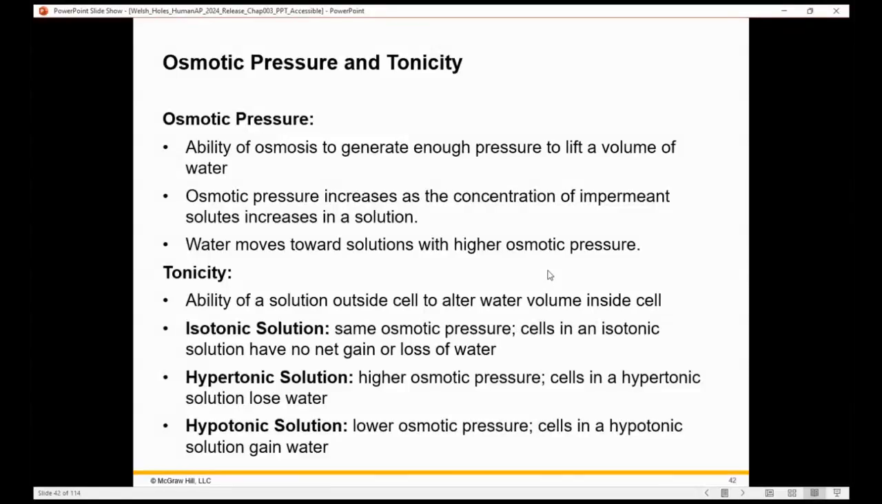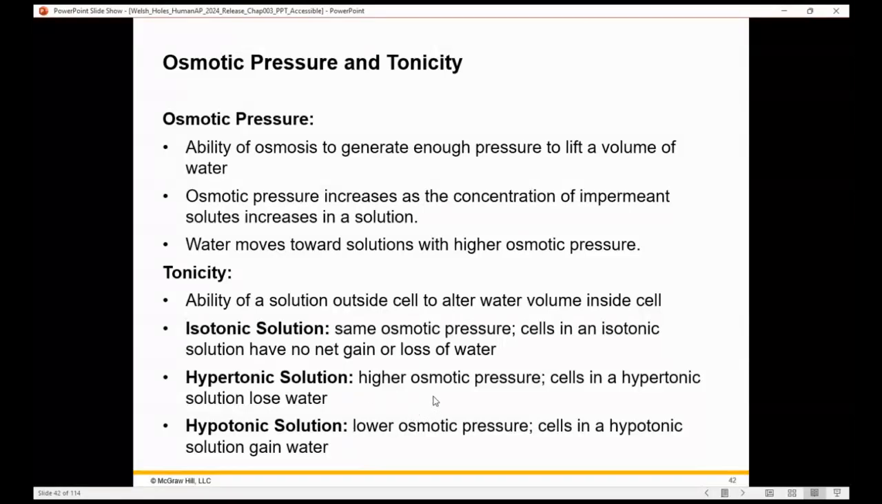Now, depending on whether we're referring to the inside or the outside of, say, a cell, we can talk about tonicity. Okay, the ability of a solution outside the cell to alter the water volume inside the cell. So generally, we're going to refer to the solution outside of a cell with tonicity. So an isotonic solution means you have the same osmotic pressure. That means you have the same concentration on the inside as outside of that cell. That means there's going to be no net movement of water. It's going to stay the same.